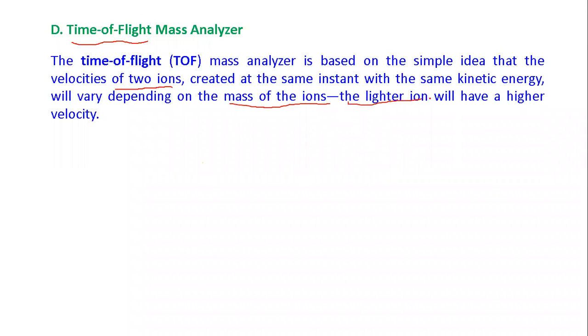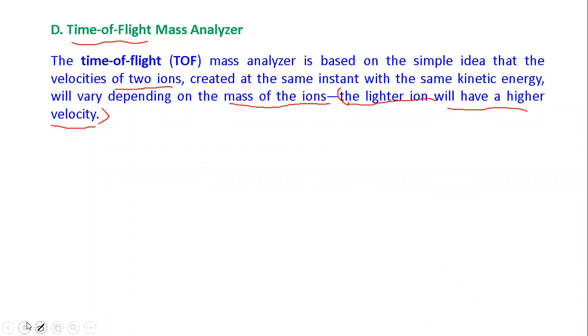The lighter the ion mass, the higher the velocity. That observation we will see, and from here we will find out how we are coming to this conclusion. What you actually have are different m by z ions with the same kinetic energy created at the same time, but they will have different velocities.